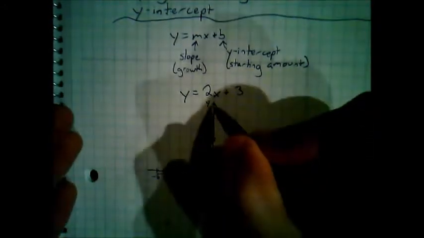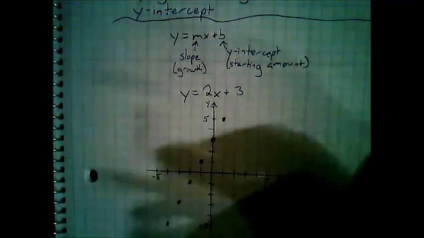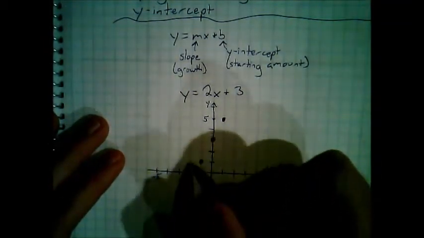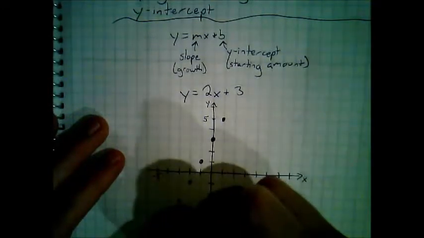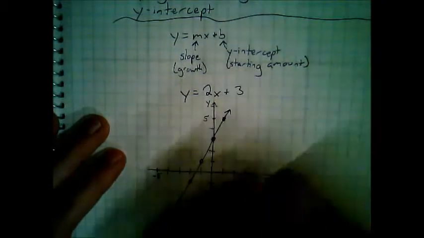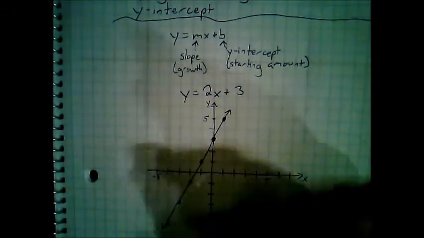There's 3 tiles in figure 0. Figure 0 is right on our y-axis. And this 2 means we're adding 2 tiles every figure. And we just draw our line through these points. Okay, and this is how we graphed our lines way back in Chapter 3 and Chapter 4.